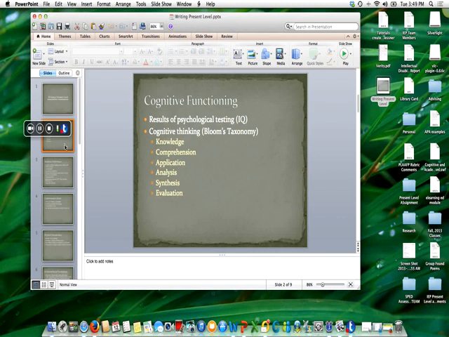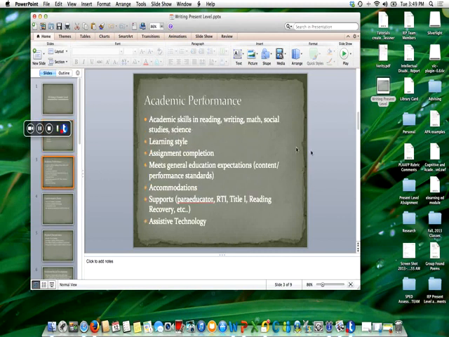So if we go on to the next slide, we are talking about the academic performance. When we're talking about academic performance, it's going to vary if you have preschoolers versus high school students, but we still want to cover the main bases. What are the academic skills that the child is working on right now, or has been for the last year? It would probably be things like reading, writing, social studies, science, math, all of those kinds of things. And we want to give a really good picture of the child right now.